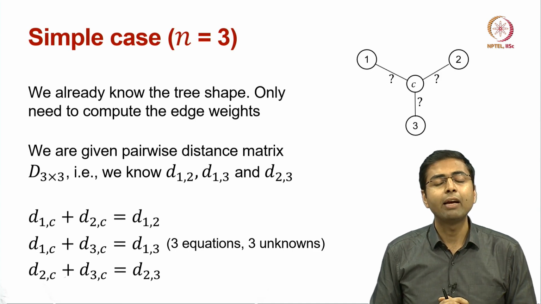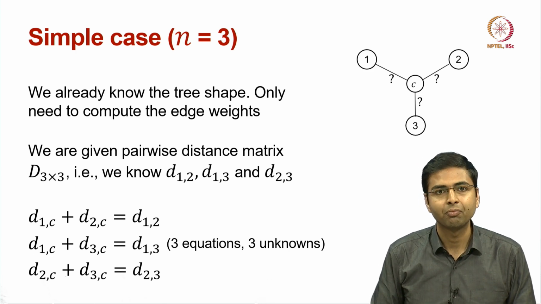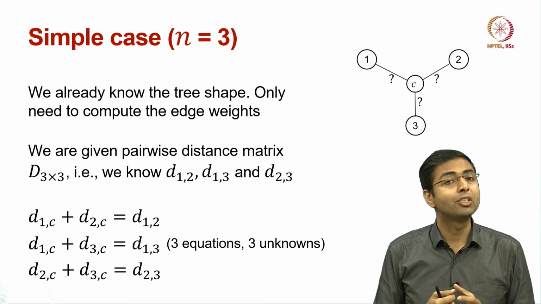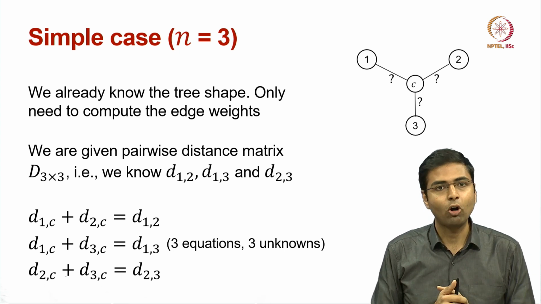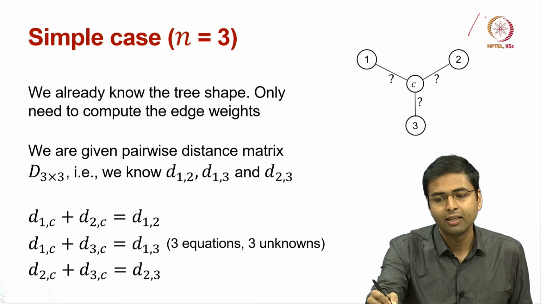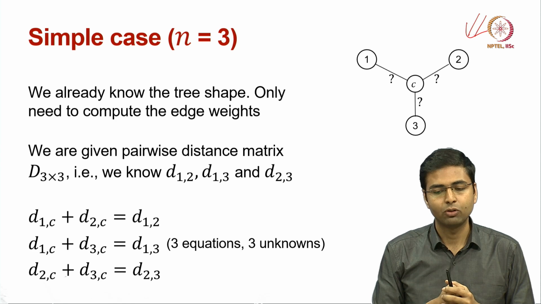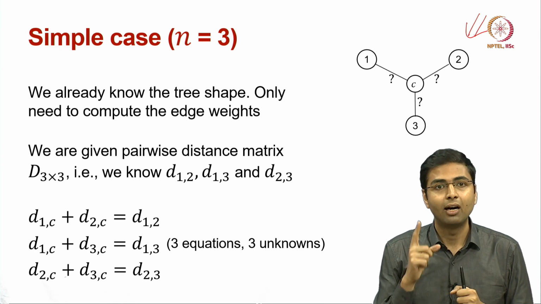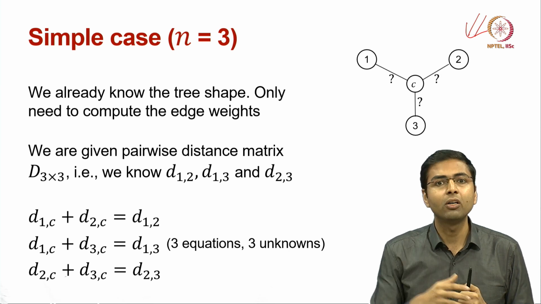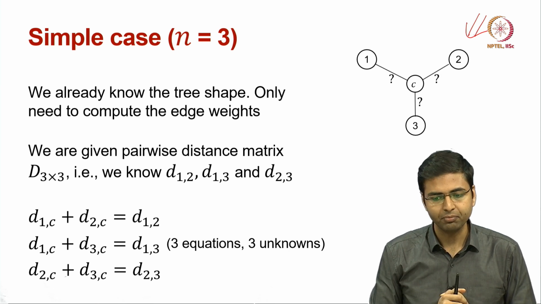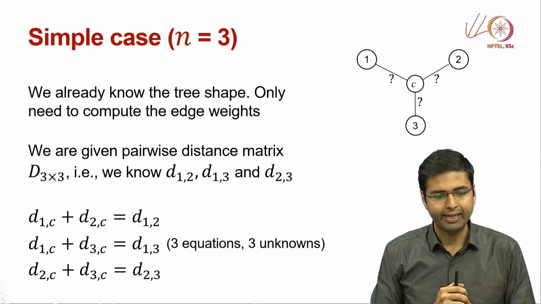Let us say that we have only 3 objects or 3 species that we are working with. Now when n equals 3, the good news is that we already know the tree shape, because there is only one tree shape that exists which has 3 leaf nodes. So there is only a single unrooted tree shape with 3 leaf nodes, which is shown on the top. All we have to do is to compute the edge weights, right.